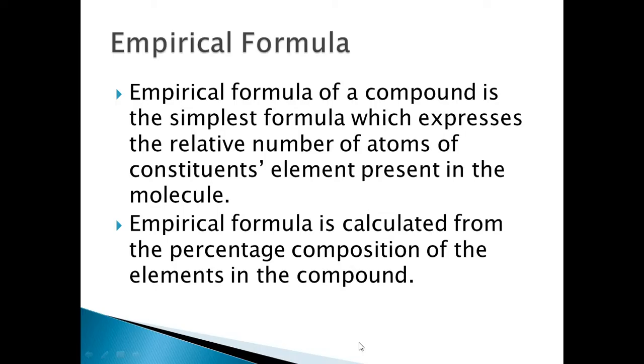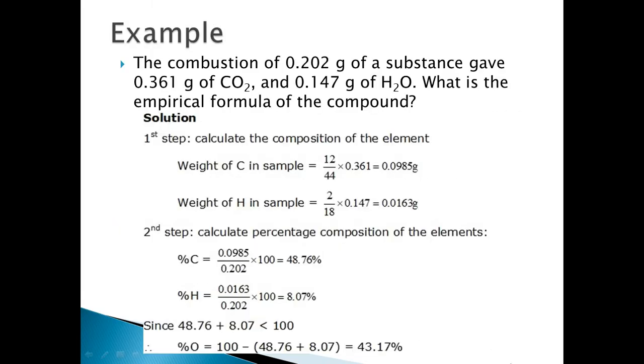Empirical formula of a compound is the simplest formula which expresses the relative number of atoms of constituent elements present in the molecule. And the empirical formula is calculated from the percentage composition of the elements in the compound.